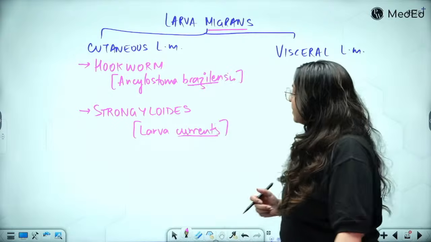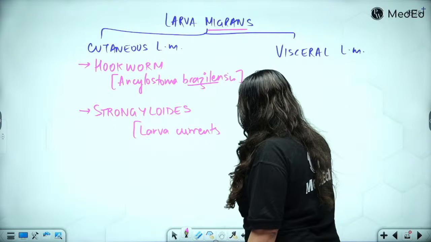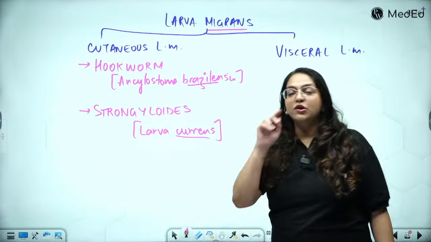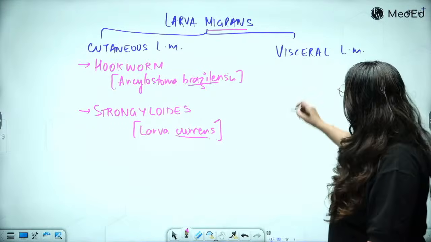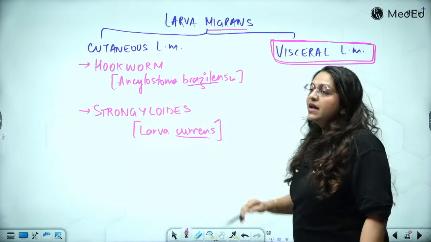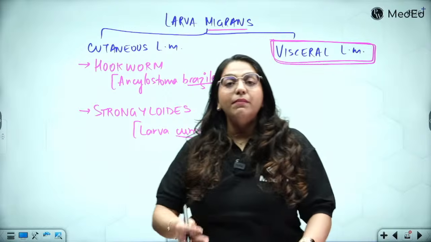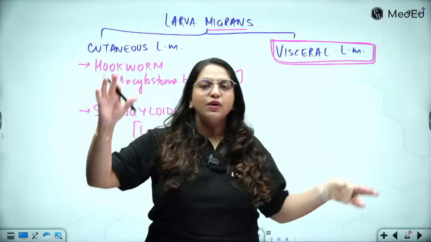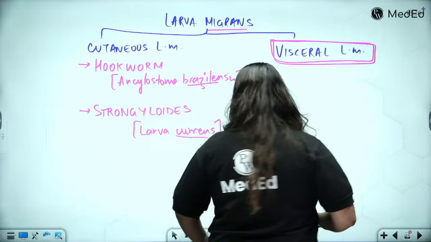Okay, larva currans. See, I have written currans only. It moves like a current, but it is called currans. Then you have the visceral larva migrans. What is visceral larva migrans? It is now roaming about in my organs. It can go to the liver, it can go to the eyes, it can go anywhere in the organs, right?